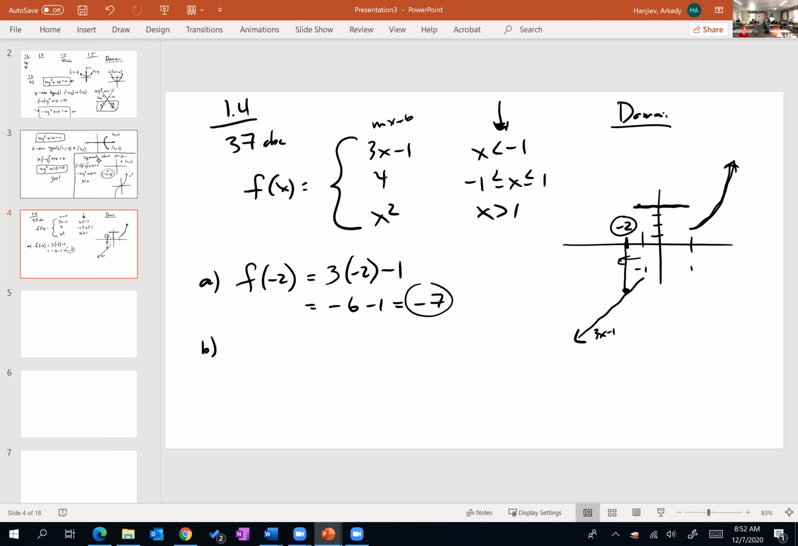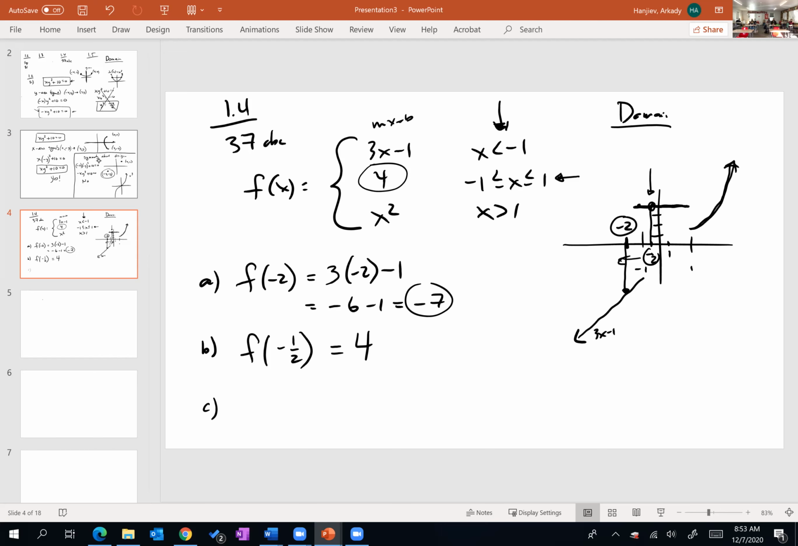We go on to B. B says, can you find me f of -1/2? All right, which function am I using now? The second one, the middle function, it's this guy here. So I need the x to be between -1 and +1. This one's easy. This one's a constant. It doesn't change with x. The answer is just 4. That's it. It's this middle function. We're about right here. Here's our -1/2. And we're just using that function there.